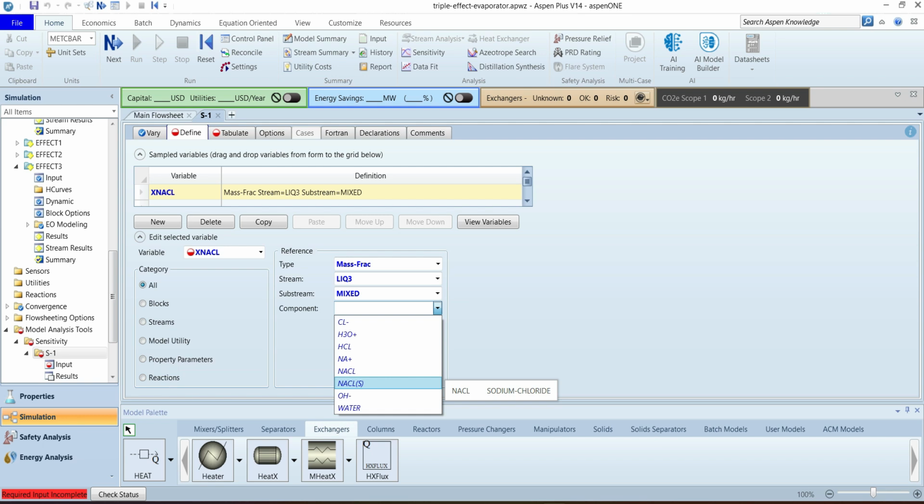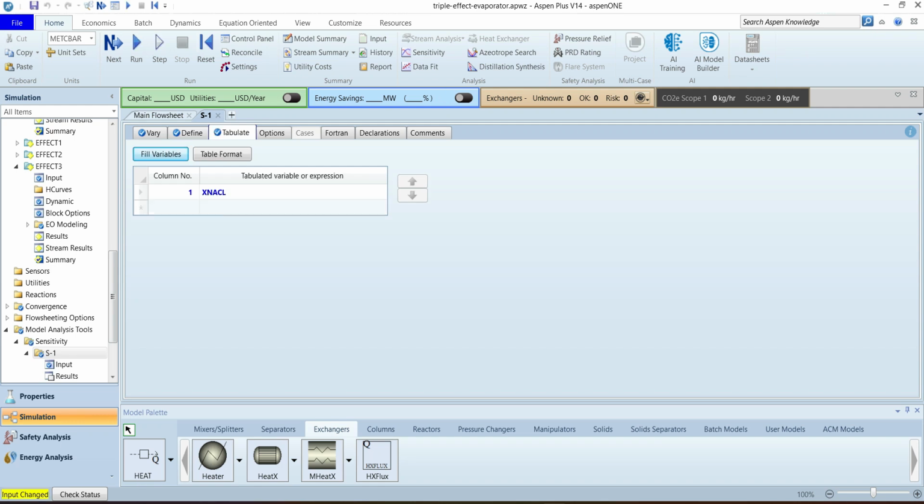NaCl solid will be formed when the saturated conditions of the solutions are obtained, and any additional mass of the NaCl will crystallize out of the solution. Otherwise, in the mixed solution, the NaCl will be taken as the required component. In the tabulate form, let's fill all the variables to display. With this, we can run the simulation.